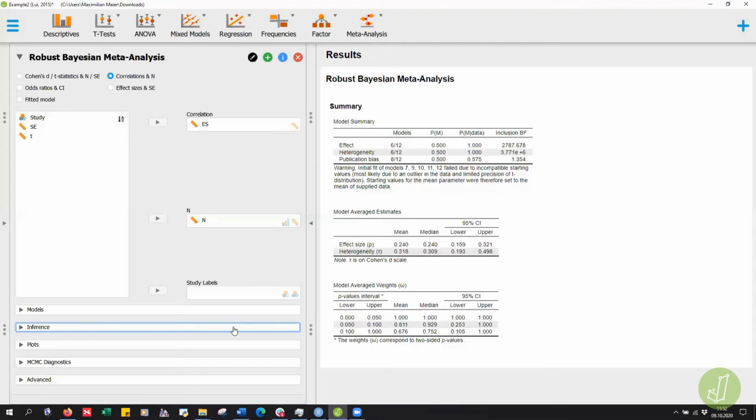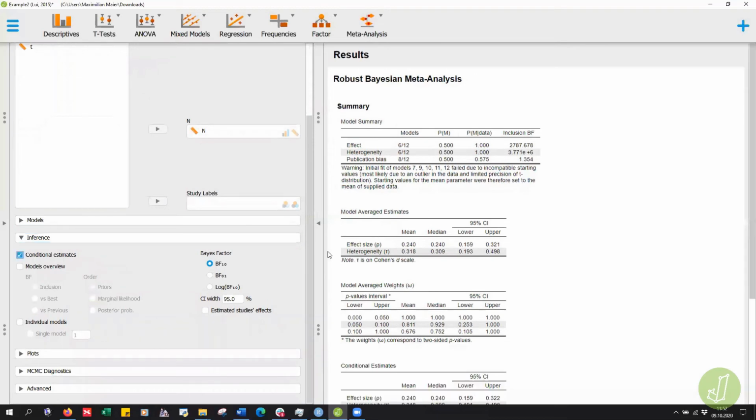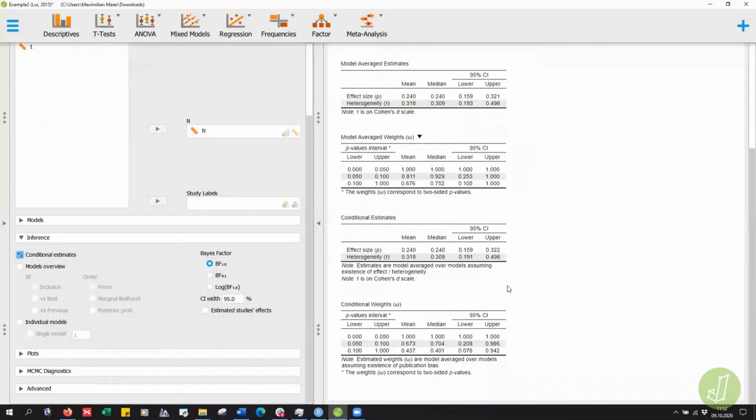Now let us take a look at the inference tab. Here we can look at the conditional estimates first. The conditional estimates, unlike the model averaged estimates, are those estimates that assume a parameter to be present. So the conditional estimate for effect size is based on the models that assume an effect to be present. In this case, it doesn't make a lot of difference because all the posterior probability was for the effect size models anyway. So when averaging over the non-effect size models, they got such a small weight that they didn't really influence the mean estimate.